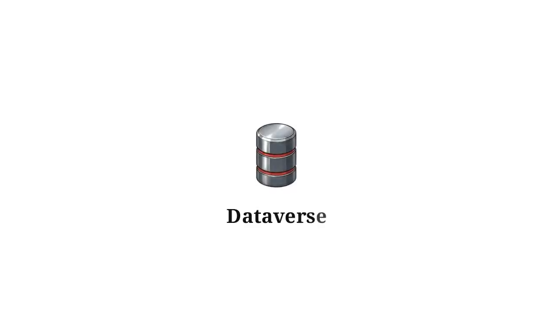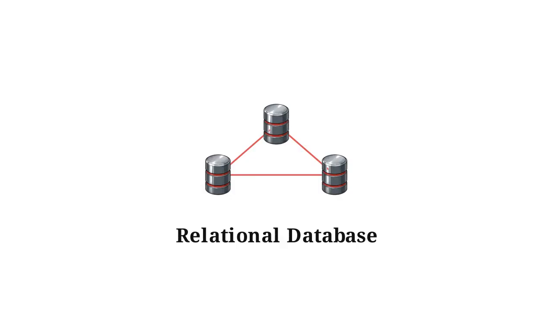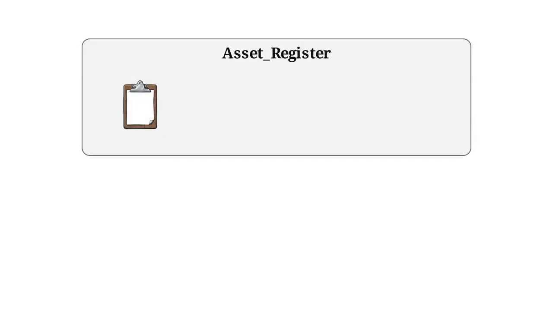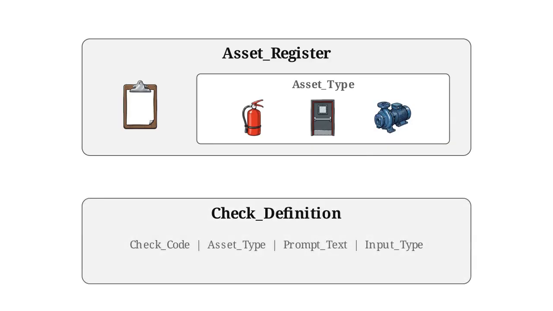Within this environment, we will use Dataverse as our operational database. It provides the relational structure needed to securely store complex inspection records. This diagram shows our core tables. First, create the Asset Register table to hold the master equipment list. Inside, add a choice list named Asset Type, with categories like extinguisher, fire door, and pump.